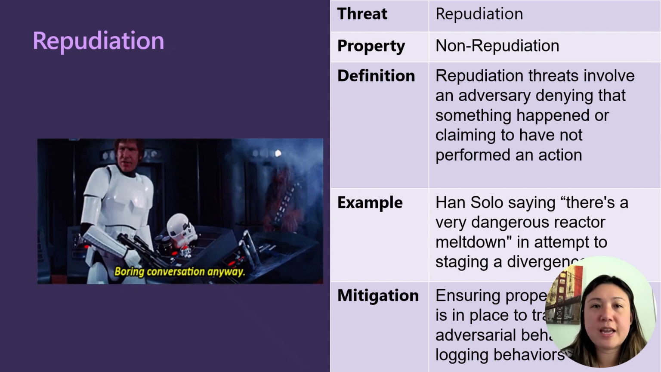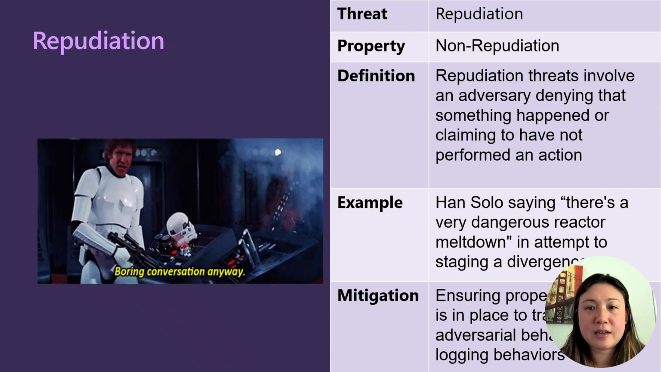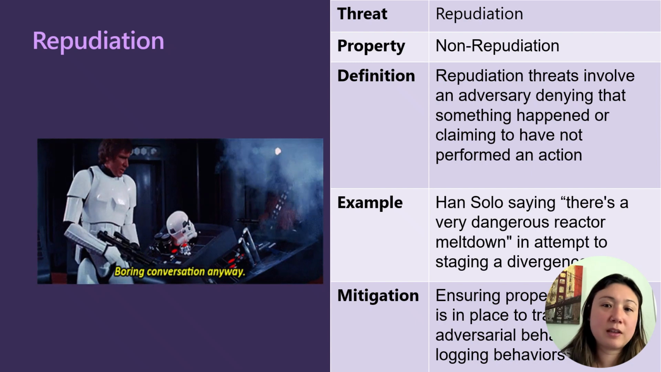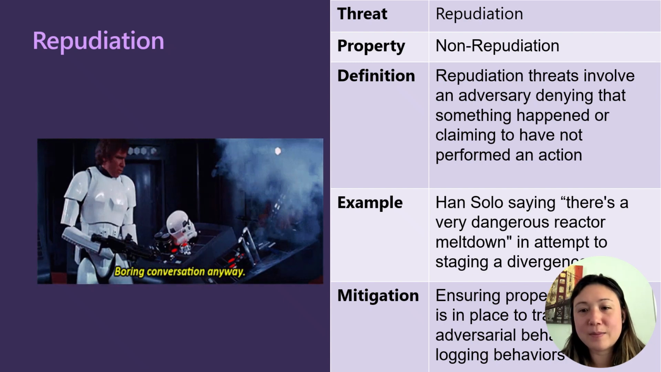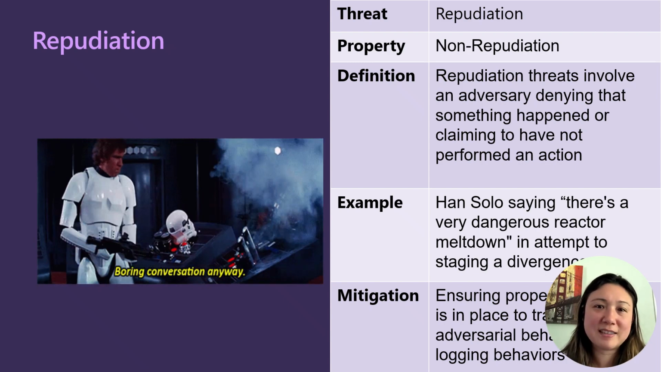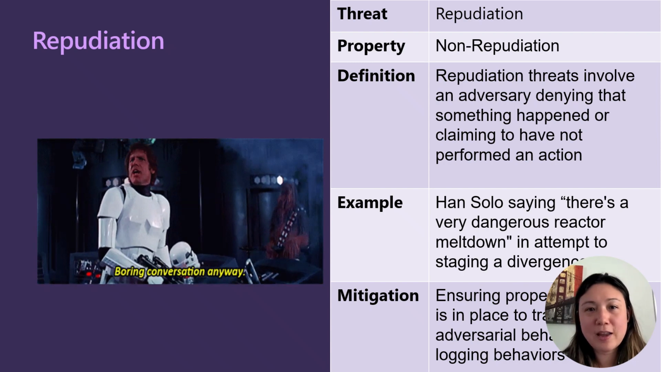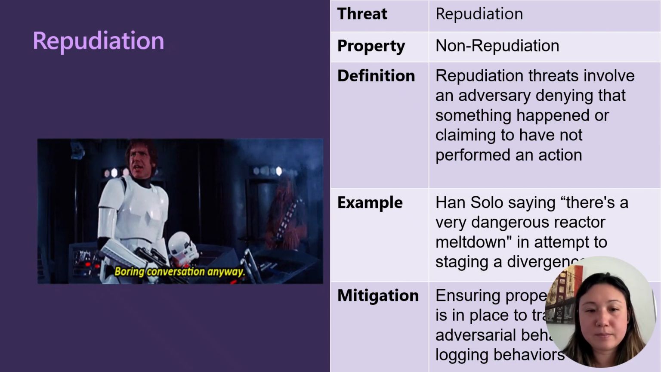Now repudiation is a property of non-repudiation, where the definition is: repudiation threats involve an adversary denying that something happened or claiming to not have performed an action. In this example, Han Solo says there's a very dangerous reactor meltdown in an attempt to stage a diversion to save the princess. The mitigation here could be ensuring proper observability is in place to track down adversarial behaviors, and logging so that we can ensure that these are actually true acts.